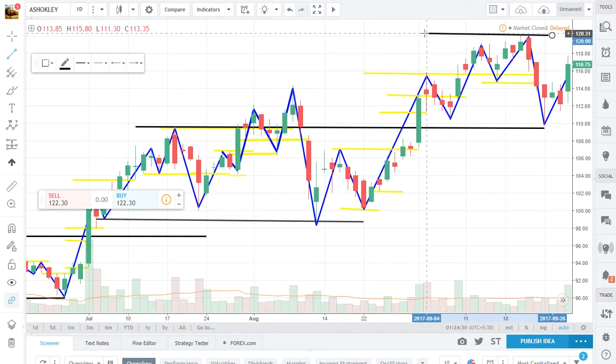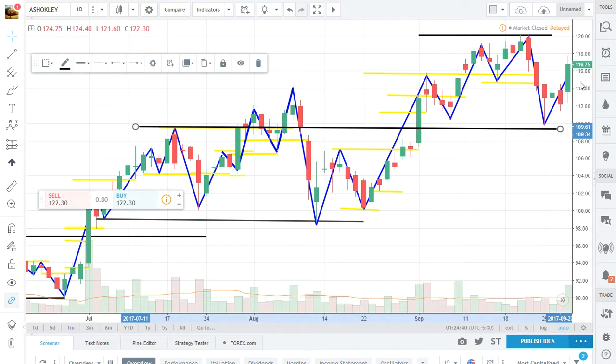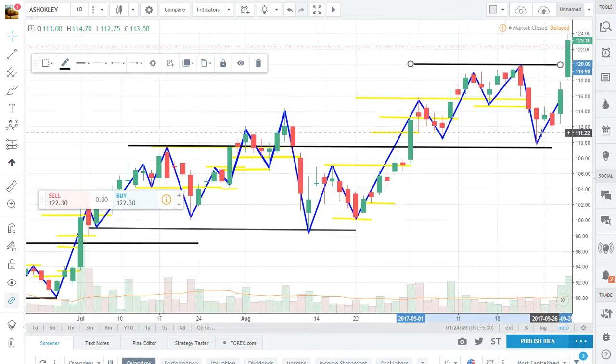At this level, if the above level is broken, I shall be taking the trade, otherwise I will not. Or if the lower support is broken here, or if it makes a swing here or a red candle here, I shall be putting a short trade. So I shall be waiting for it. Let's wait for the next day.